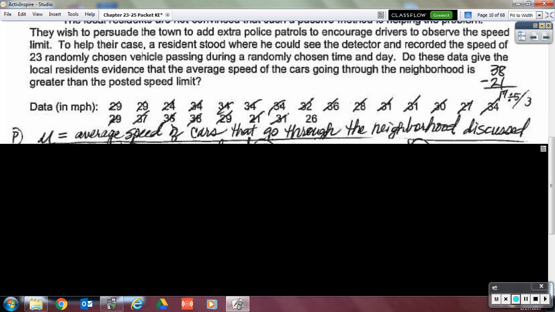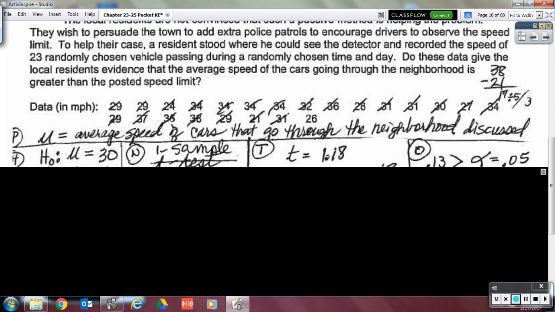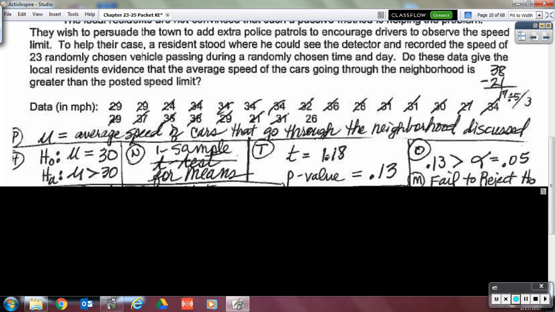Next is going to be the hypothesis statements. What will our null hypothesis be? Our null hypothesis is that mu equals 30. And our alternative is that mu is greater than 30. Okay, so unless you prove to me it's greater than 30, I'm just going to say the average is good. This is a one sample t-test for means.